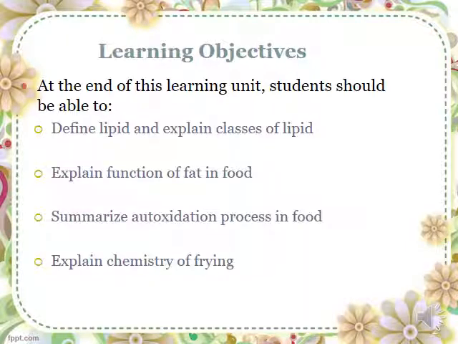So these are the learning objectives for this learning unit. You should be able to define lipid and explain different classes of lipid. Secondly, explain the function of fat in food. Thirdly, summarize the auto-oxidation process in food. And lastly, explain the chemistry of frying.